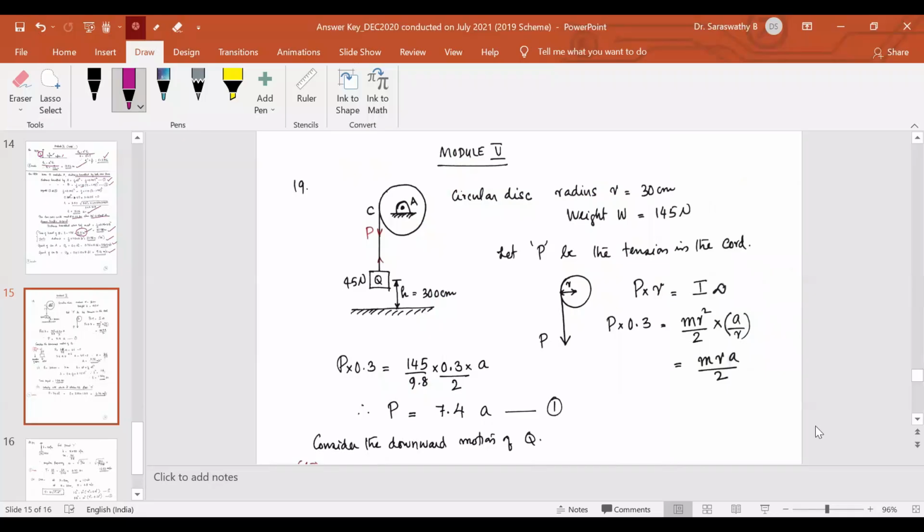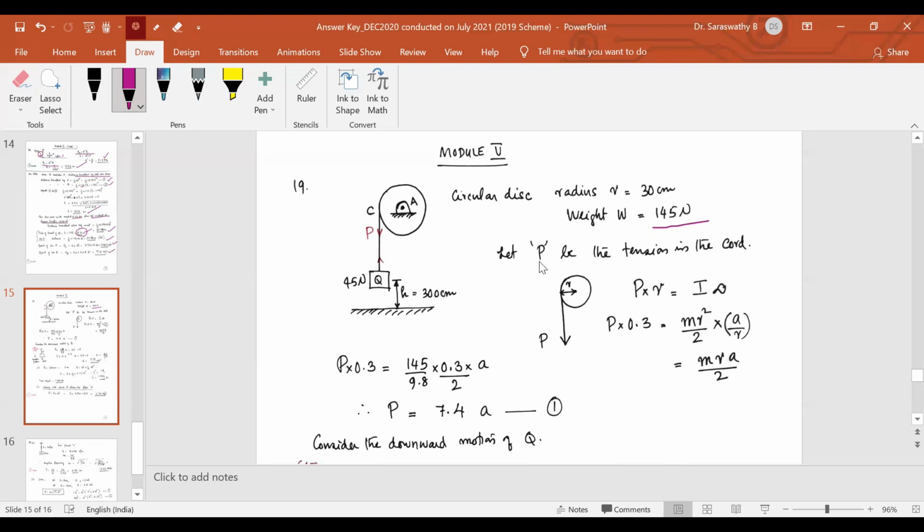So in this question, we are given a circular disc. Its weight is given, so we have to consider the rotation of this disc. This is rotational motion for the disc, and the weight is linear motion. It moves down. The weight is given as 145.